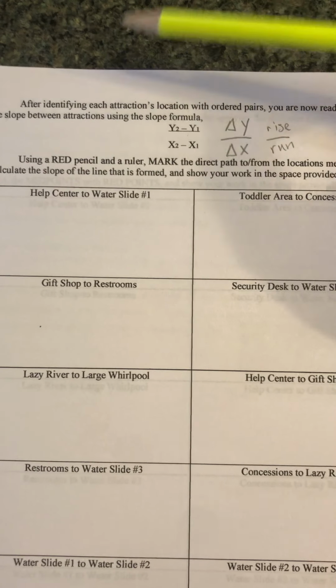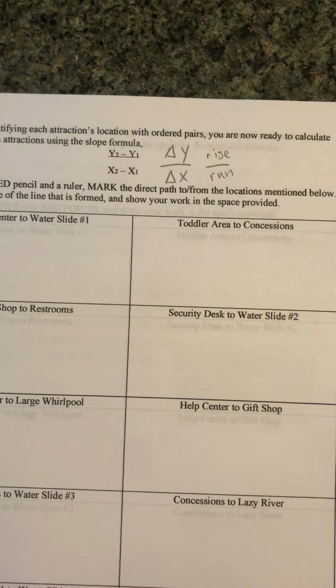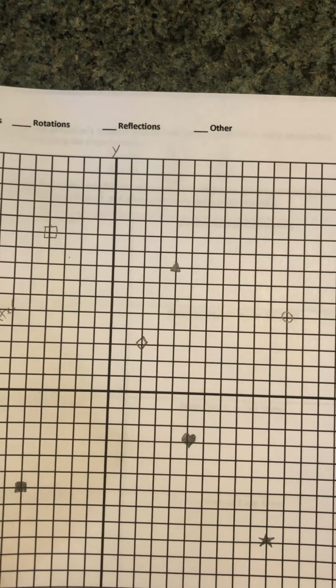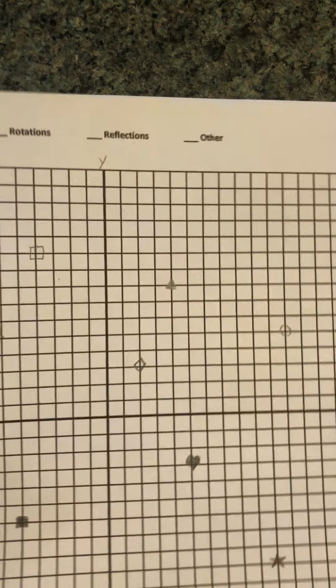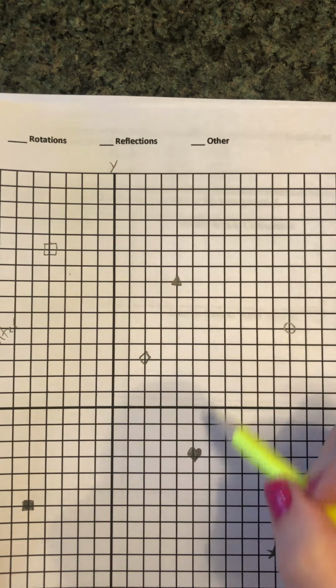All right, so I'm going to look at toddler area to concessions. So I'm going to go back to my coordinate grid here. So it says toddler area to concessions. So my toddler area is here, and concessions down here. So I'm going to take a ruler because I want precision, and I'm going to take this pen and make a line that connects my 2 points.